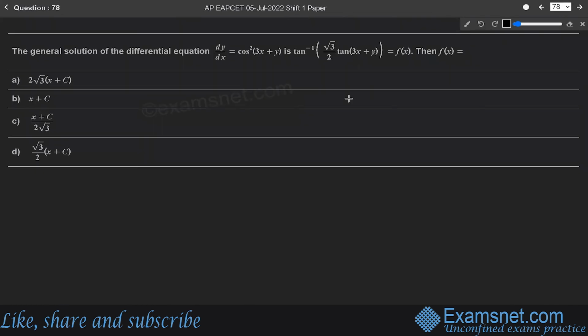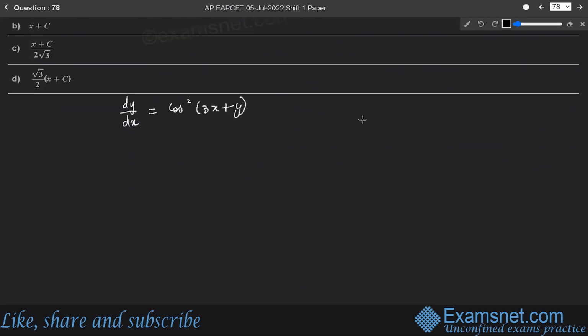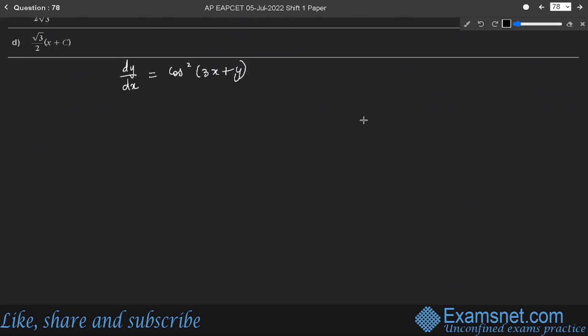Next question is: the general solution of the differential equation dy by dx is equal to cos square (3x plus y) is tan inverse (root 3 by 2 into tan (3x plus y)) is equal to f of x. Then f of x is equal to... A solution of the differential equation is given, and the differential equation is dy by dx is equal to cos square (3x plus y).